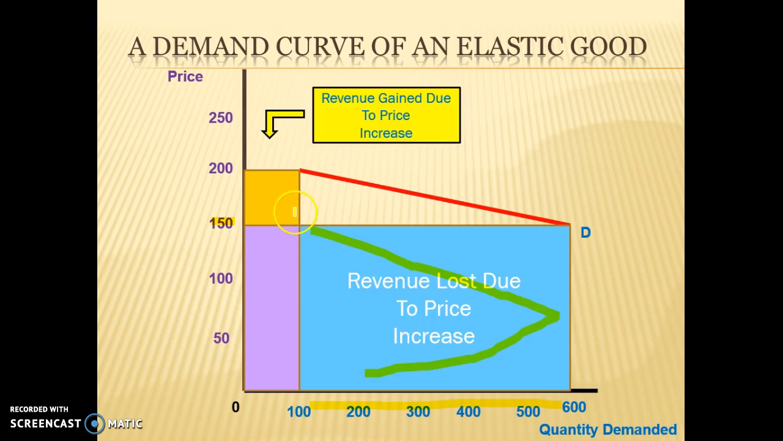But we will generate $50 times $100 more revenue, because the first 100 units that we sell, we're going to generate an extra $50 of revenue. So that's the revenue gained from selling at the higher price, this yellow square. But the revenue loss is much higher. So we're much better off selling at the lower price. We're going to generate lots more revenue.